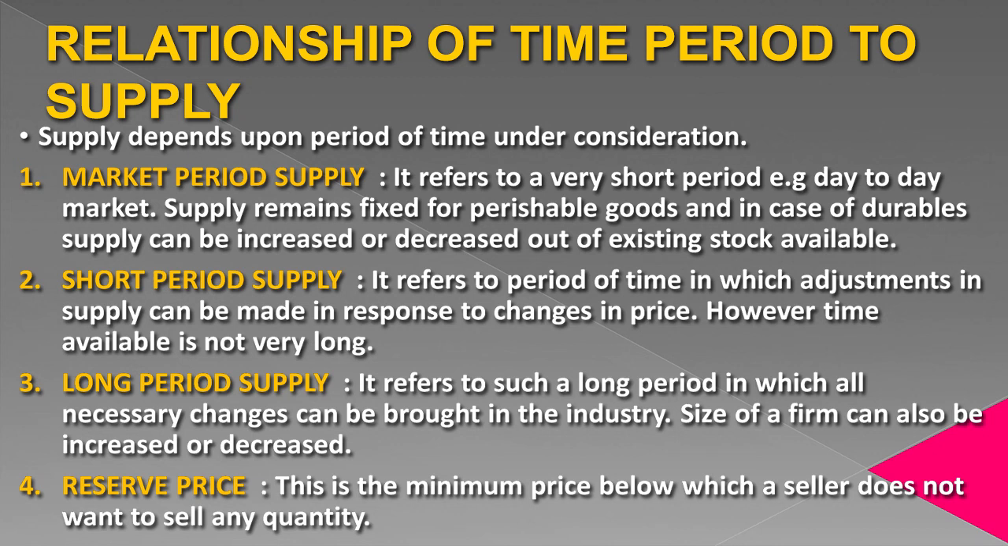And lastly, reserve price. This is the minimum price below which a seller does not want to sell any quantity. For example, a person selling chairs may consider rupees 500 as a minimum acceptable price. Then rupees 500 is the reserve price. This price depends upon the nature of the commodity and circumstances of the seller.